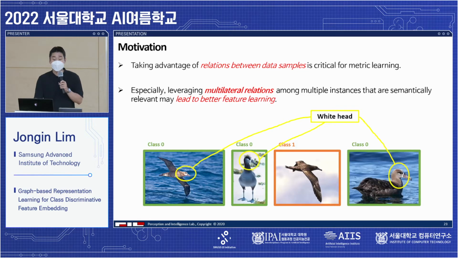Now, let me introduce our motivation. As can be seen in many prior works, taking advantage of relationships between data samples is critical for metric learning. Especially, our key idea is that leveraging multilateral relations among multiple instances that are semantically relevant may lead to better feature learning. Let me take those 4 images as an example. When considering these 4 images all at once, you will find out that the green class birds have a white head. Simply put, our motivation is that by leveraging multilateral semantic relations, the embedding network can be trained to capture important visual semantics from the input image.